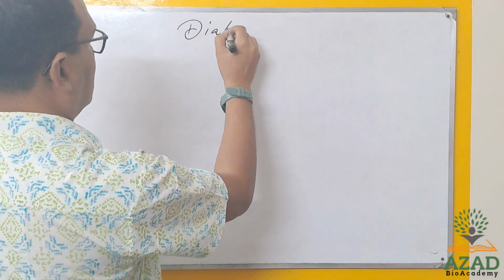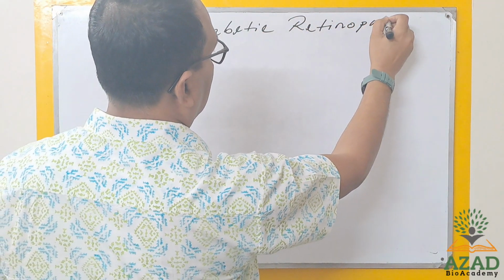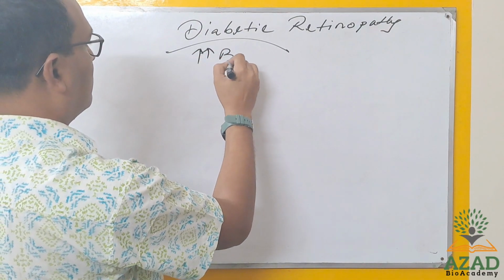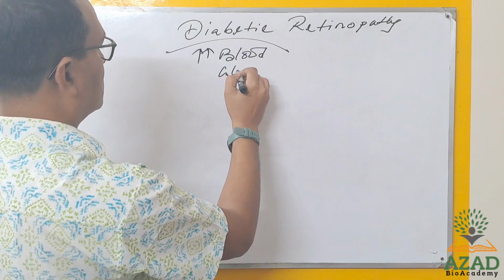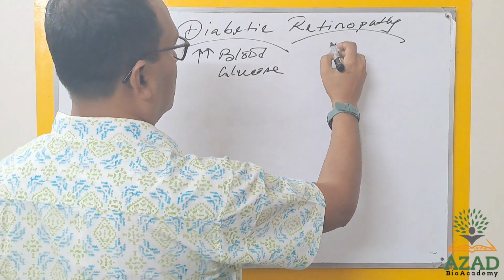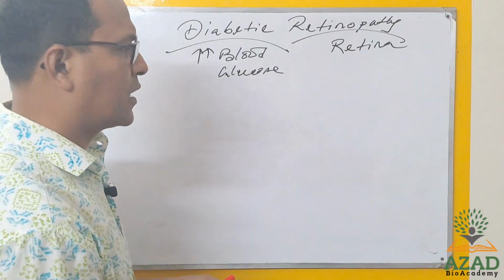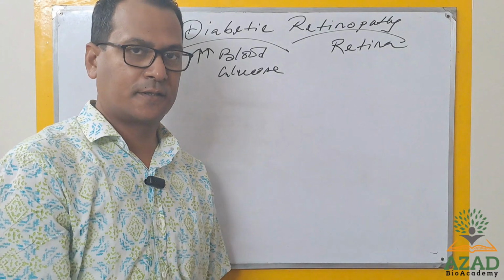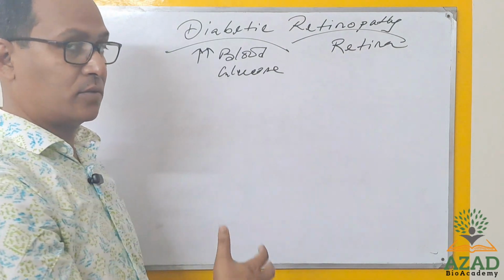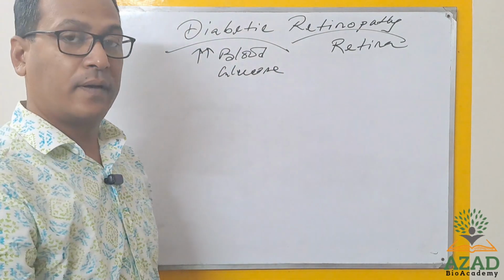Okay, diabetic retinopathy. That means diabetes means excessive blood glucose, and retinopathy means retinal problem, retinal disease. So I will not go into the details regarding physiology or anatomy, but today's focusing point is retinopathy, that means the pathophysiology caused by the excessive blood sugar.